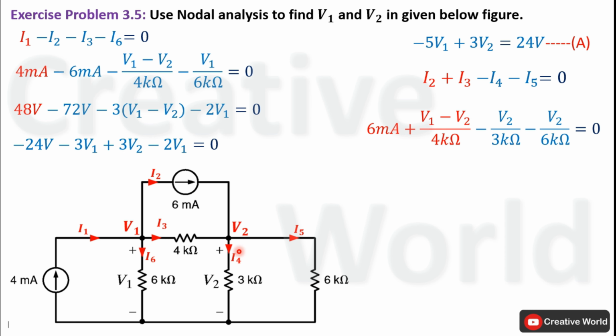I4 will be equal to V2 divided by 3 kilo ohm, voltage across this resistance divided by the value of resistance. Similarly, I5 will also be equal to V2 divided by 6 kilo ohm. Now, in order to omit denominator values, multiply this equation on both sides with 12 kilo ohm. Product of 12 kilo ohm and 6 milliampere will become 72 volt.